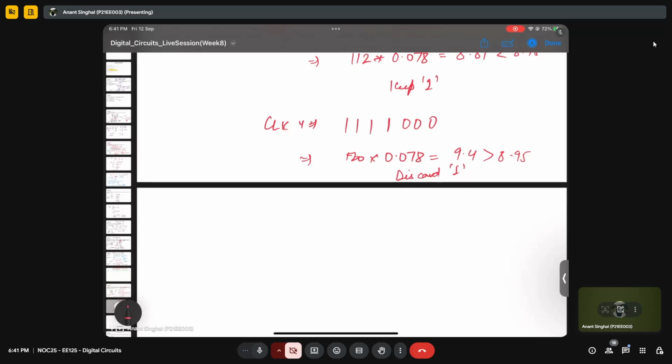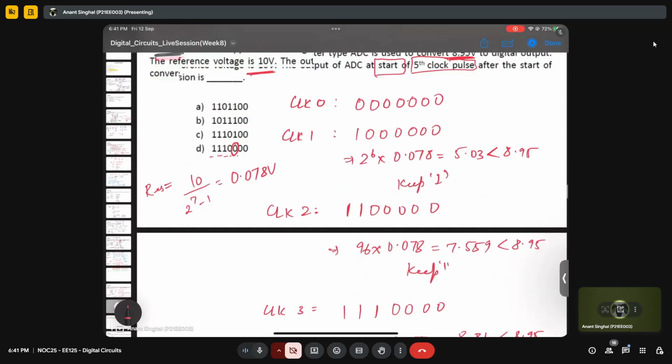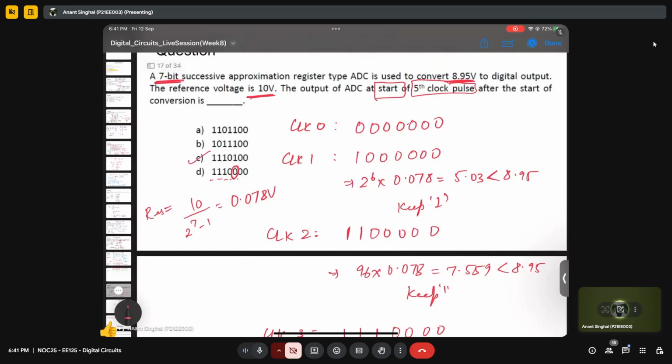So that means at clock 5 we have 1 1 1, we have discarded the clock 4 and the fifth bit will be 1. So this is at the start of clock 5. This will be the answer. So is it clear to everyone? Option C is the correct answer.